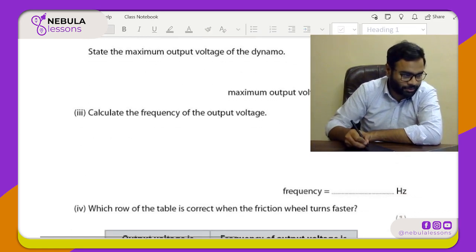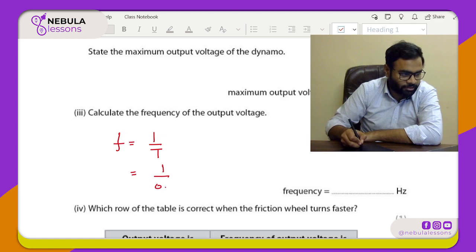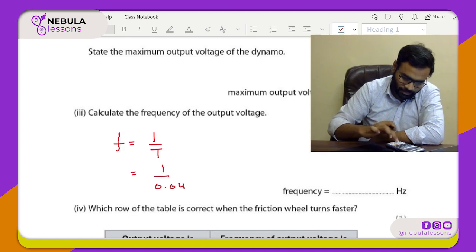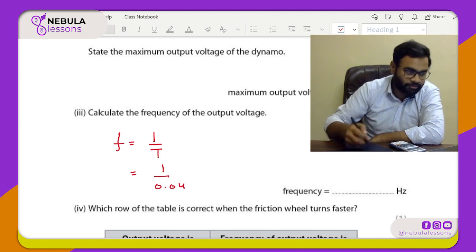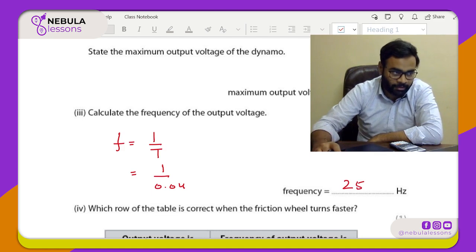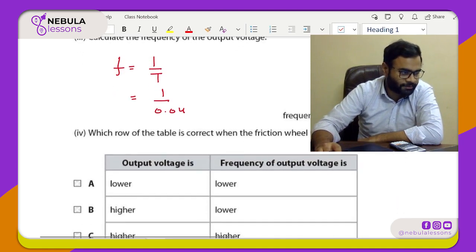second. Okay, so you know the relation of frequency and time period. If you have the time period, you can find out the frequency. So 0.04, so 1 divided by 0.04. Okay, so this is 25 hertz. So the frequency of this dynamo is 25 hertz.